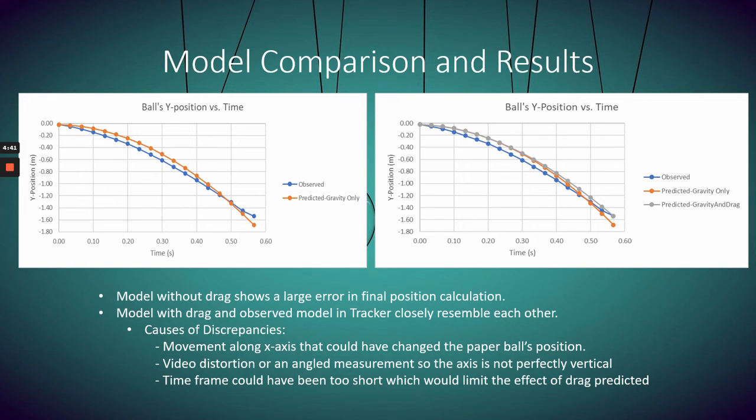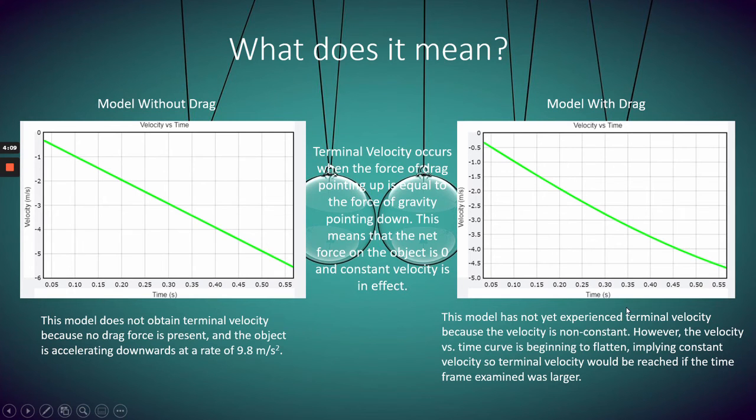In addition, the video could have been shot at an angle, so the y-axis might not be completely vertical, and the computational model could have overpredicted the y position. On the right is the ball's y position versus time graph when both drag and weight force are in effect. The new gray curve that represents the addition of the two forces closely resembles the gravity curve, except for the last 0.2 seconds when drag starts to occur. Overall, the model including drag and gravity is closer to the observed model in Tracker than that of just gravity because drag is in the positive y direction and provides a more accurate description of the paper ball's motion.